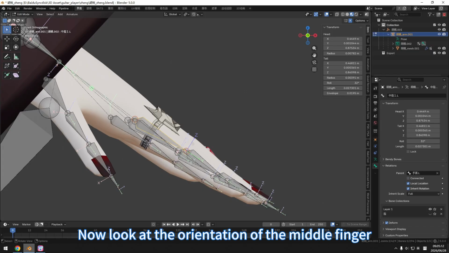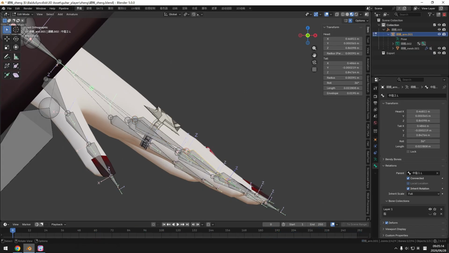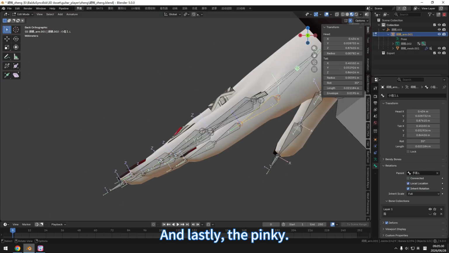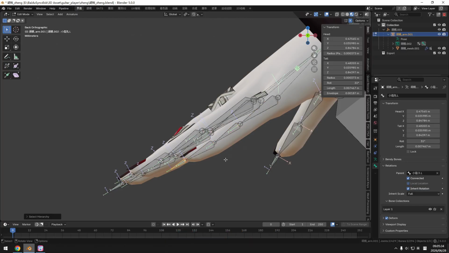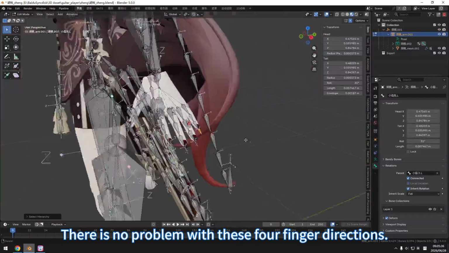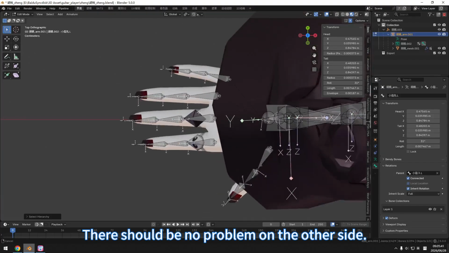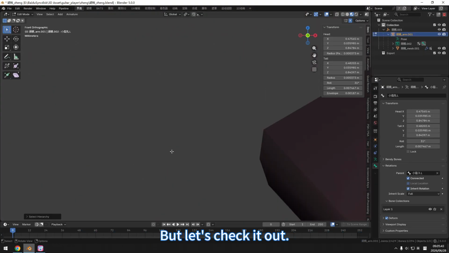Now look at the orientation of the middle finger. And then the ring finger. And lastly, the pinky. There is no problem with these 4 finger directions. There should be no problem on the other side. But let's check it out.